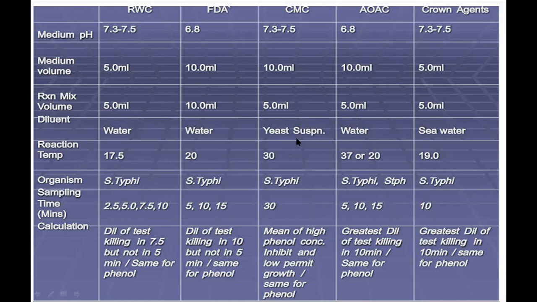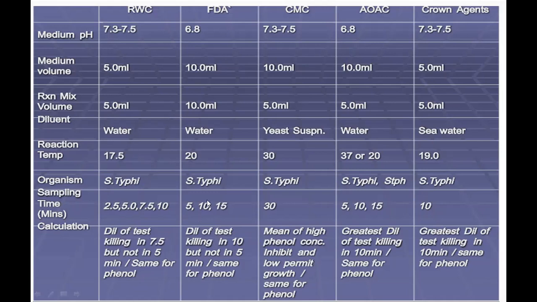And the diluent is different. In the Chick-Martin test, the diluent used is yeast suspension. In other tests, it is water. Reaction temperature is also different. For Rideal-Walker, it is slightly lower, 17.5 degrees Celsius. The organism that we inoculate is S. typhi in all the test tubes, but in the AOAC test, you can also use Staphylococcus aureus. Now, sampling time intervals are very important. So, sampling time intervals are different for all the tests.